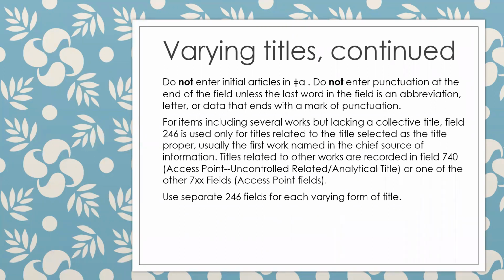For items including several works but lacking a collective title, field 246 is used only for titles related to the title selected as the title proper, usually the first work named in the chief source of information. Titles related to other works are recorded in field 740, which is access point, uncontrolled related analytical title, or one of the other 7XX fields for access point fields, and then use separate 246 fields for each varying form of title. Let's talk about the indicators next.